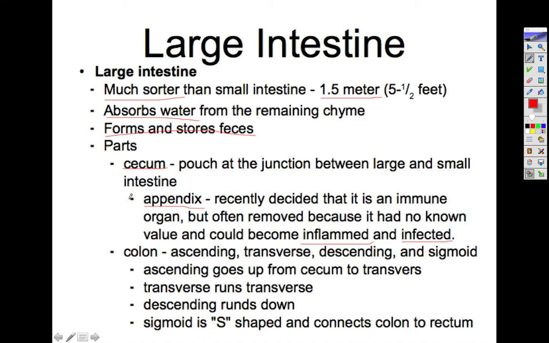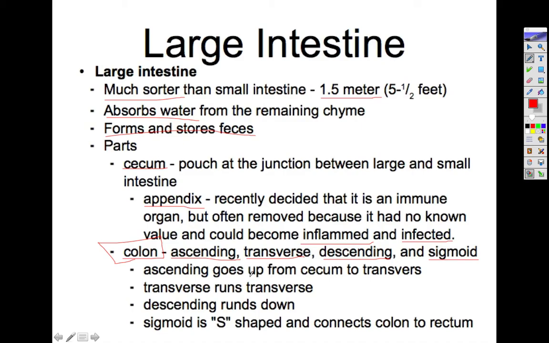But this is your large intestine. Another name for your large intestine is the colon. So there are 4 segments. Again, our magic number 4. So you have an ascending colon, a transverse colon, a descending colon, and a sigmoid colon. And those are all just describing your large intestine.